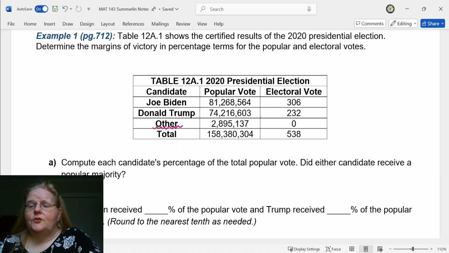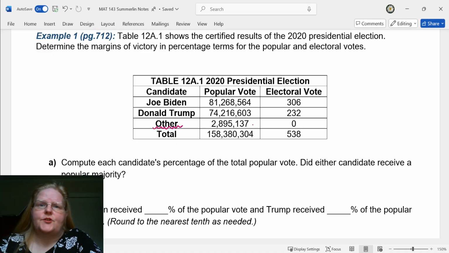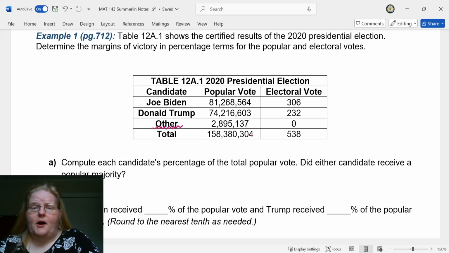So for this one, you have popular vote for Joe Biden, popular vote for Donald Trump. You have the others, that includes everybody else, and then you have the total altogether. Sometimes they're not going to tell you what the others are. You just have to assume that there were some others there. So understand that the popular votes for the two major candidates are not going to equal the total for the popular votes.